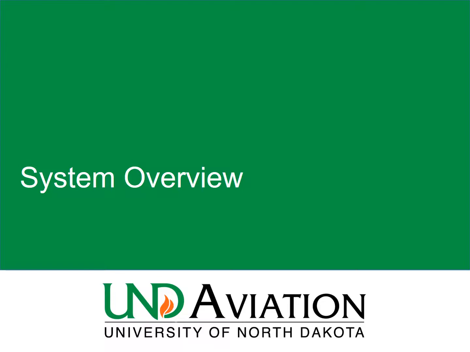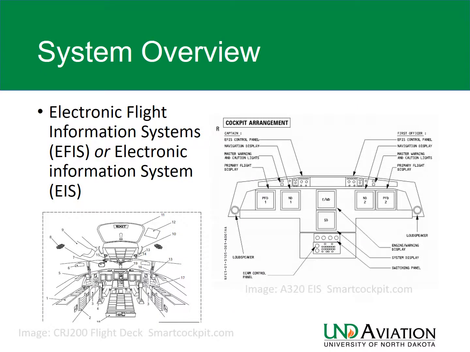All right, so now let's talk about some concepts related to flight instrumentation. As I mentioned earlier, electronic flight information systems, or EFIS, and the term EIS, electronic information systems, can more or less be thought of synonymously. To show an example of this, on the lower left-hand side of the screen, you're going to see a CRJ-200 flight deck display, and this comes from smartcockpit.com.